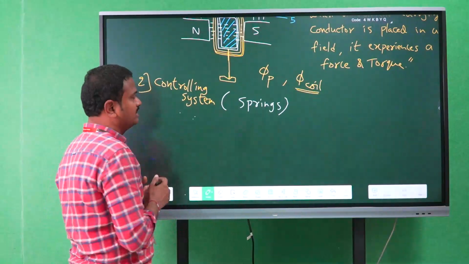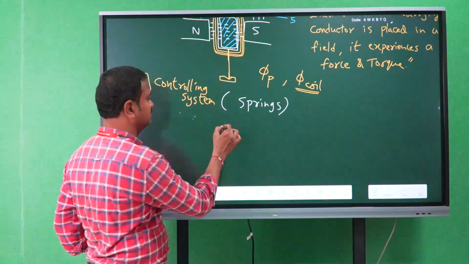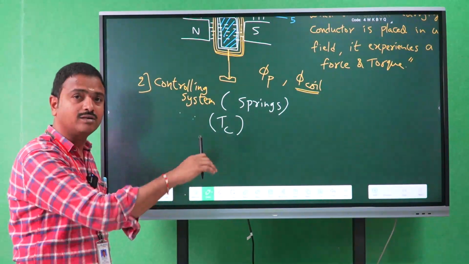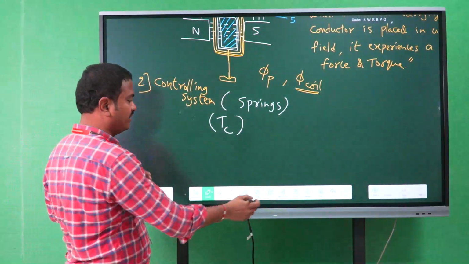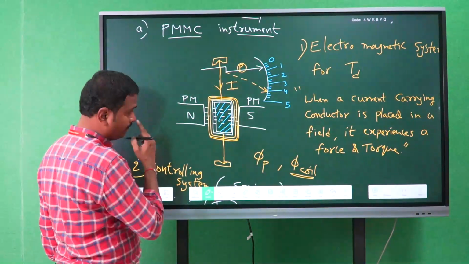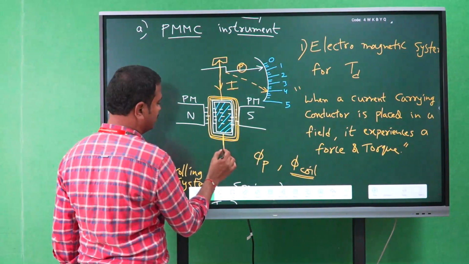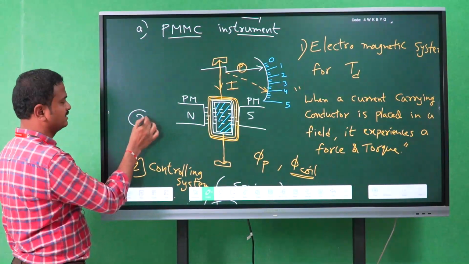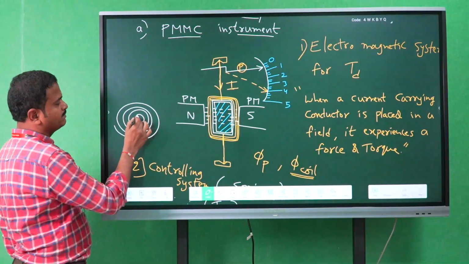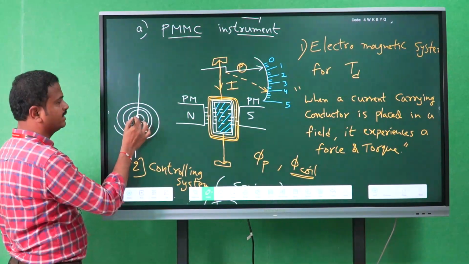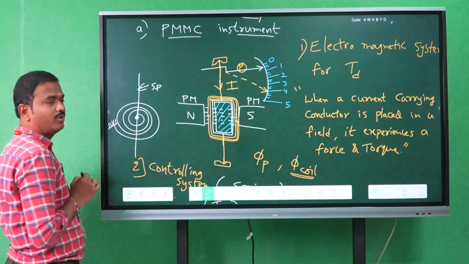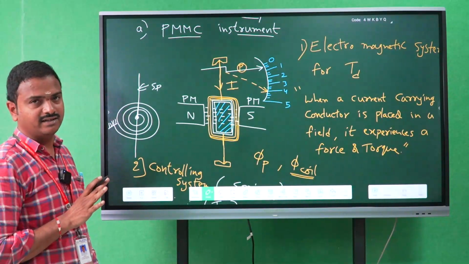What is the need of the controlling torque? It is to stop the pointer at the final position, not more than that, not less than that. For that we are using control springs. A control spring is a spiral spring like this. One end of the spring is connected to the spindle and the other end is connected to a fixed point inside the instrument.